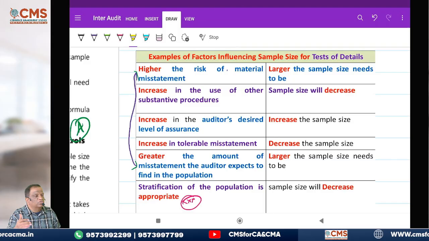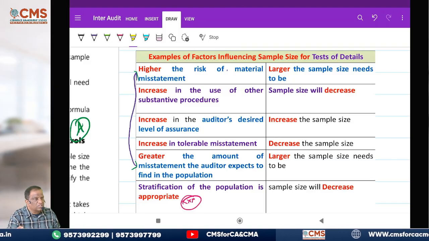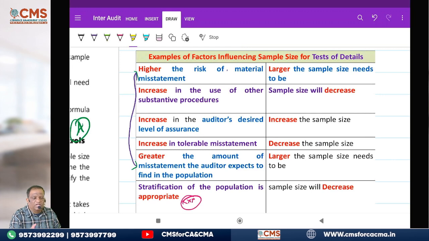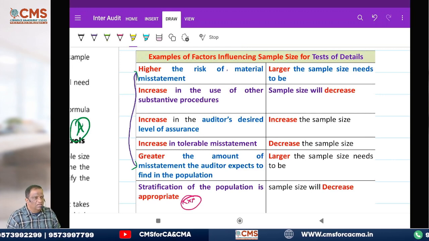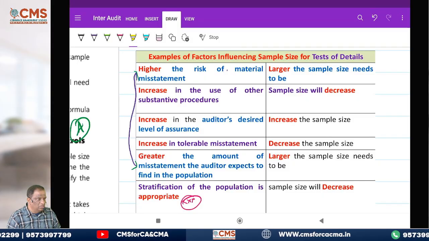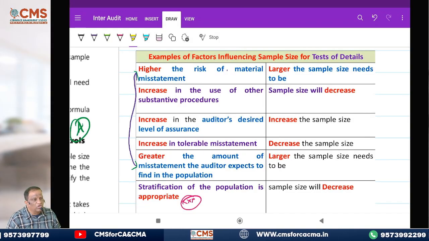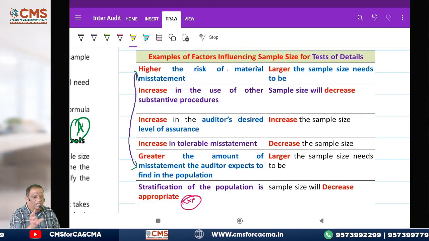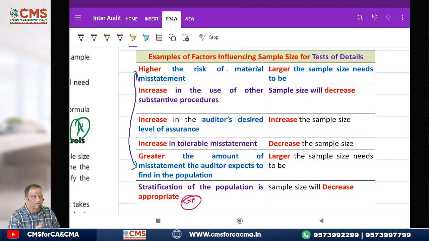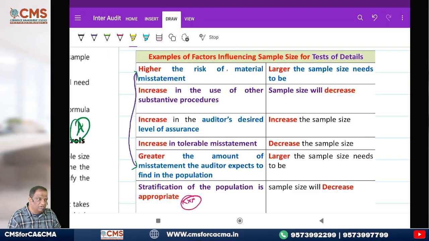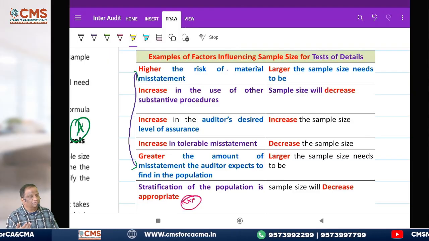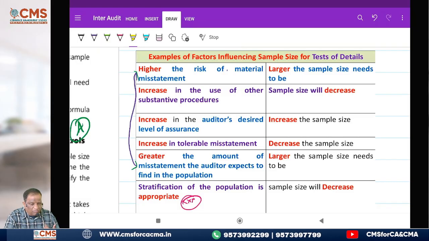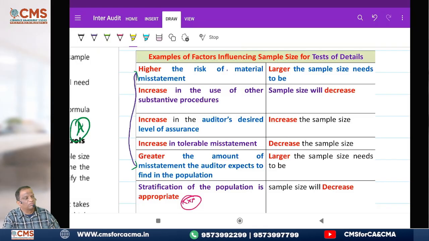When you are going to do more substantive procedures, then sample size will decrease because you are performing more and more procedures. Then increase in the auditor's desired level of assurance. That is, I want to have more satisfaction. So when I want to have more satisfaction, I have to work a lot, so I have to select more samples. Say there are 100 and I picked up only 2. Now 2 are correct. Can I say that because 2 out of 2 are correct, it is 100% accurate? Am I okay with that? But if I want more satisfaction for myself, then I have to check more samples.